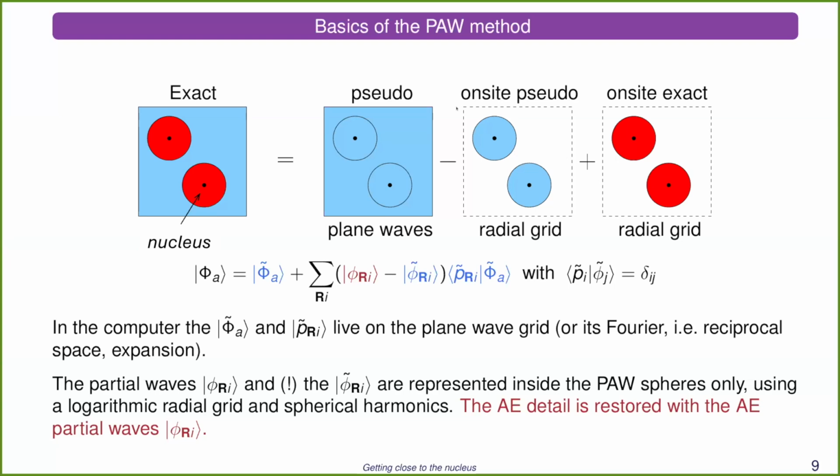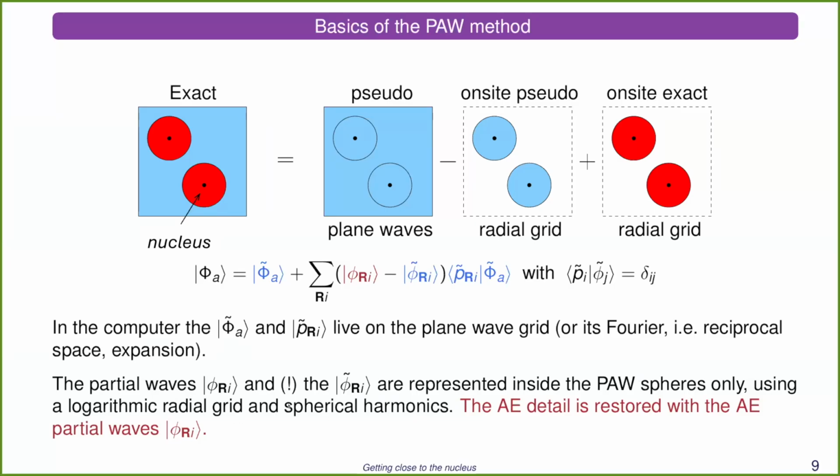This stuff over here is not on this plane wave grid because this plane wave grid is rather coarse and this has all these details. Certainly it has it over here. So you represent it in a different way. And you represent this as a product of a radial function times spherical harmonics. You will do the same thing over here. And those partial waves, certainly the all-electron ones, but also the pseudized smooth ones, are represented inside the spheres using a radial grid in combination with spherical harmonics.